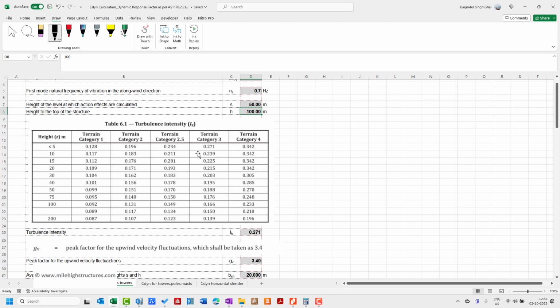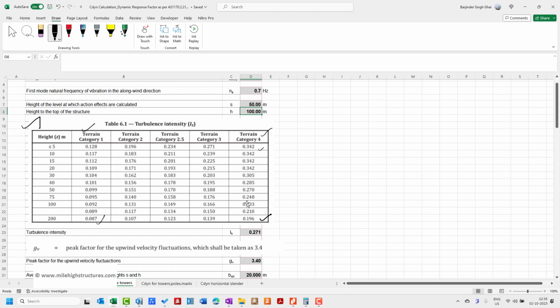After that, the first value that we do need to calculate is the turbulence intensity. Now turbulence intensity is basically a function of two parameters here. One parameter is the height of the structure, the second parameter is the terrain category. So as we go to the higher terrain categories, where we are expecting much more disturbance, the turbulence intensity value increases. And as we go up, here we can see that the turbulence intensity value decreases, and here also we can see the turbulence intensity value decreases.